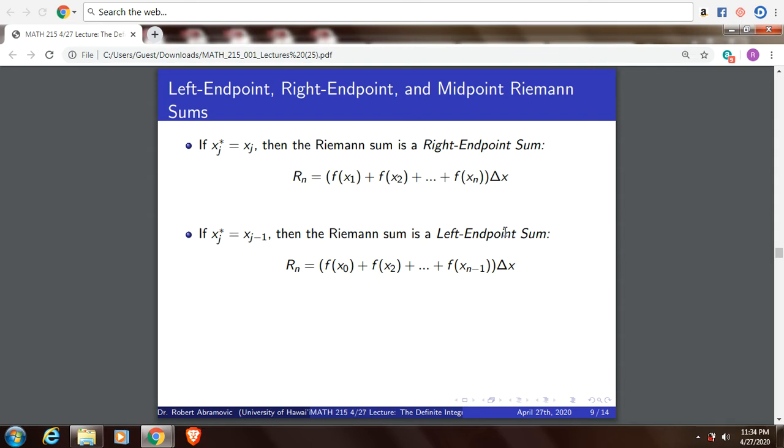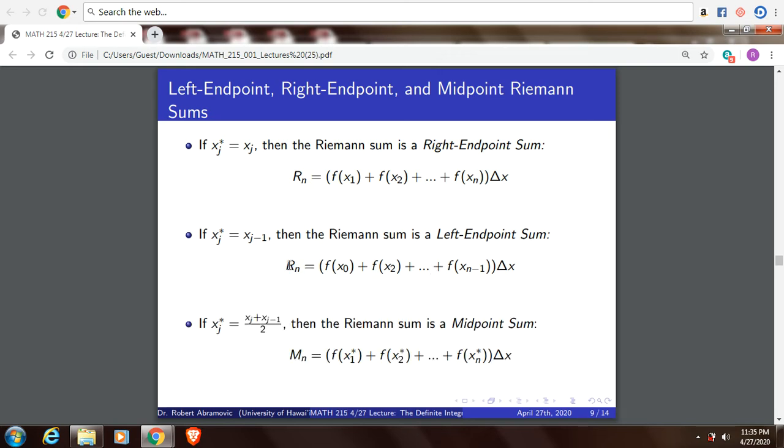Approximate the definite integral by using either right endpoint sums Rn or left endpoint sums, sorry, this should have been Ln. If it's xj plus xj minus 1 over 2, then the Riemann sum is a midpoint sum. So now you have to remember here, x1* means x0 plus x1 over 2.